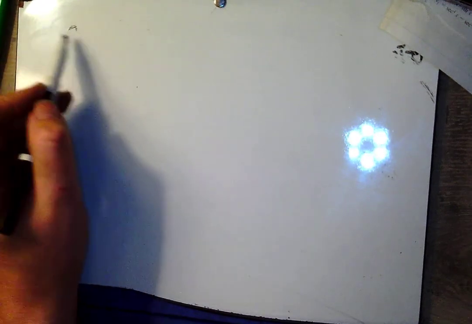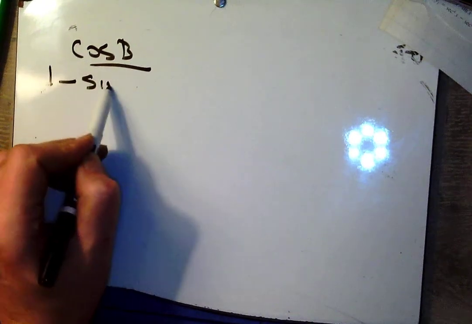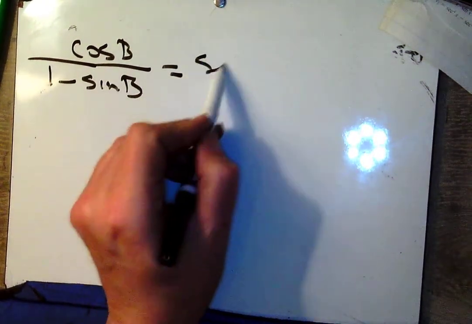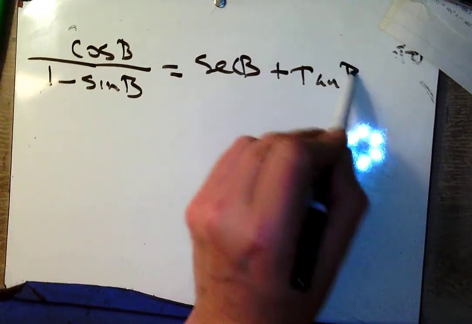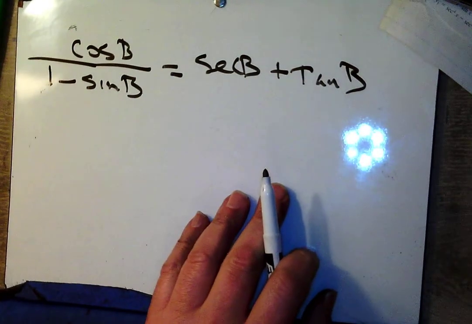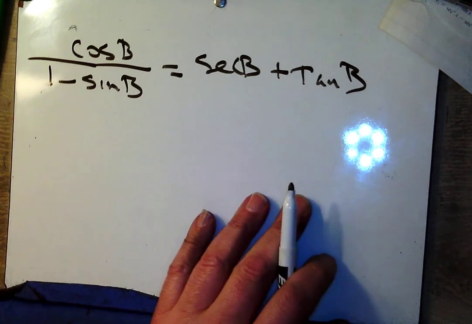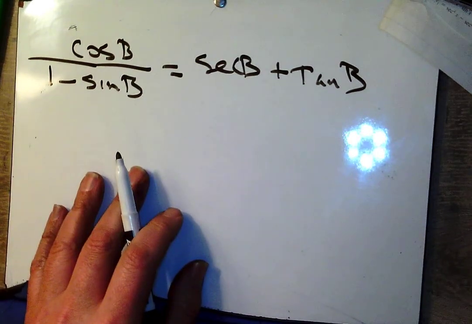Okay, how about this one? Cosine beta over 1 minus sine beta should be equal to secant beta plus tangent beta. How are you going to do this one? Any thoughts? Give it a try. Pause the video, come back when you're done.